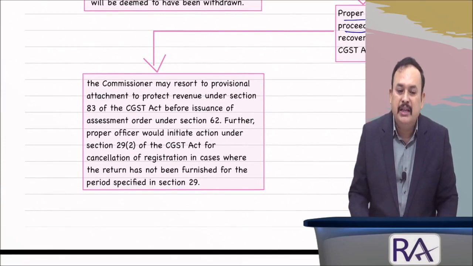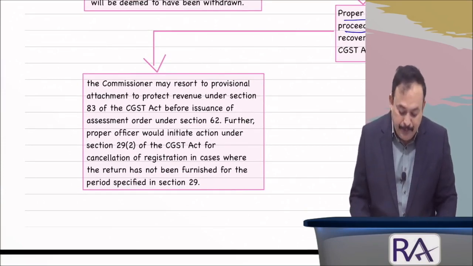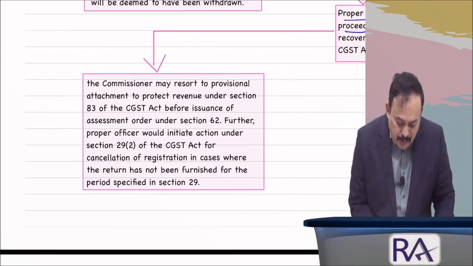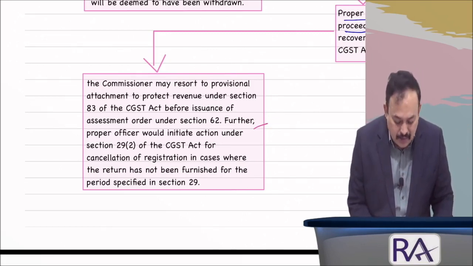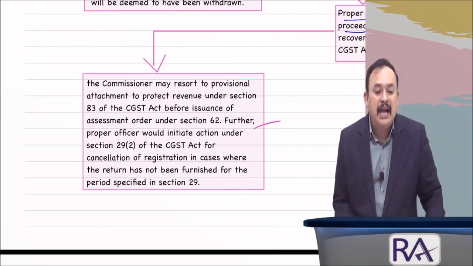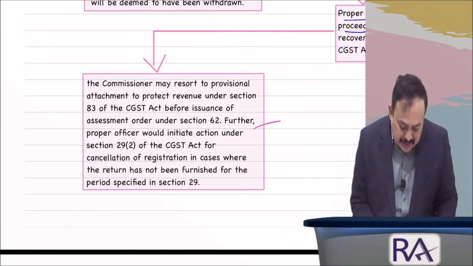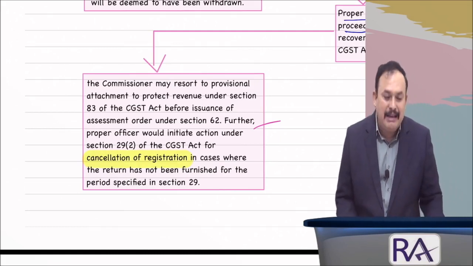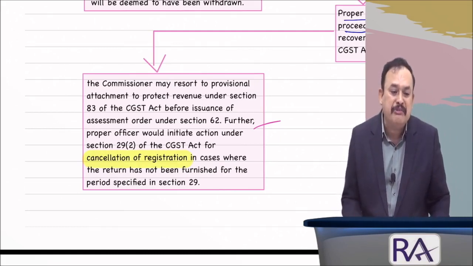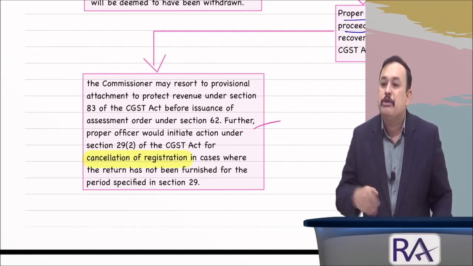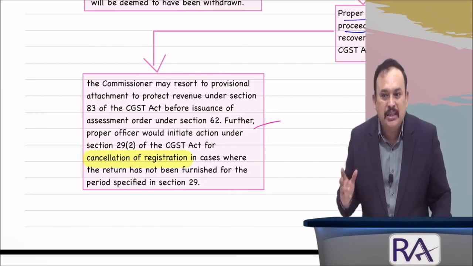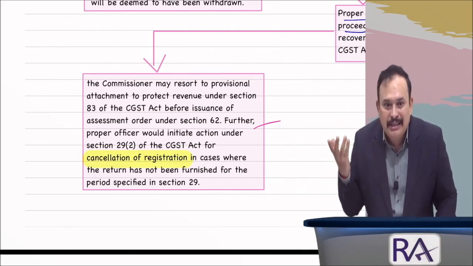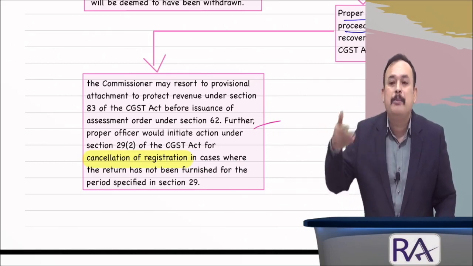Further, the commissioner may resort to provisional attachment of property, where the validity of provisional attachment will be a maximum period of 1 year, before issuance of the assessment order under section 62. Otherwise, the proper officer would initiate action under section 29 subsection 2 of the CGST Act for cancellation of registration in cases where the return has not been furnished for the period specified in section 29. You are aware of that. Not filing returns for more than 6 consecutive tax periods for a normal assessee, or more than 3 consecutive tax periods for a composition scheme assessee, makes the registration liable for cancellation. So that procedure will be applied here.